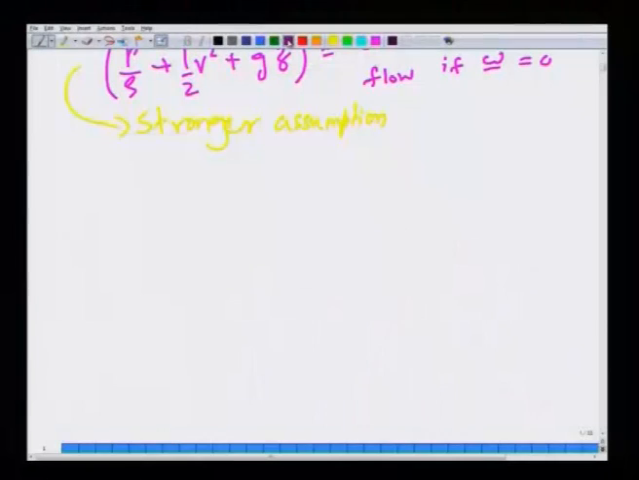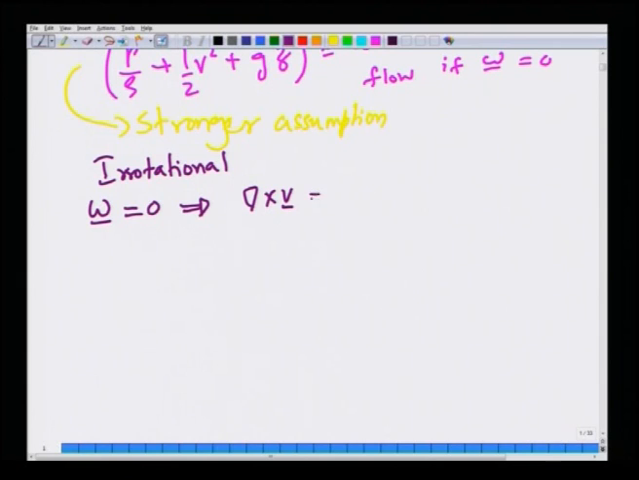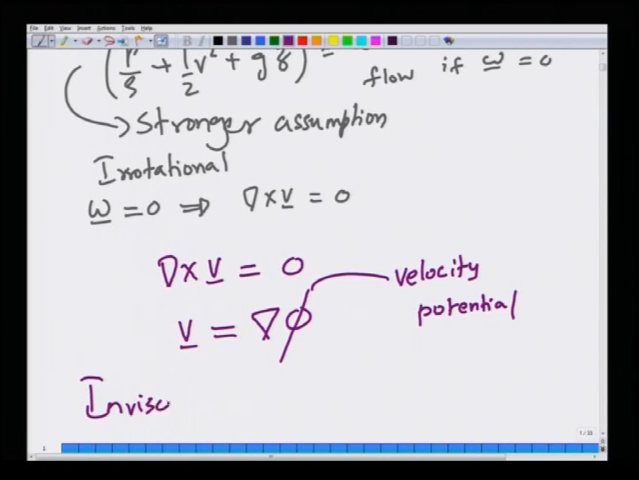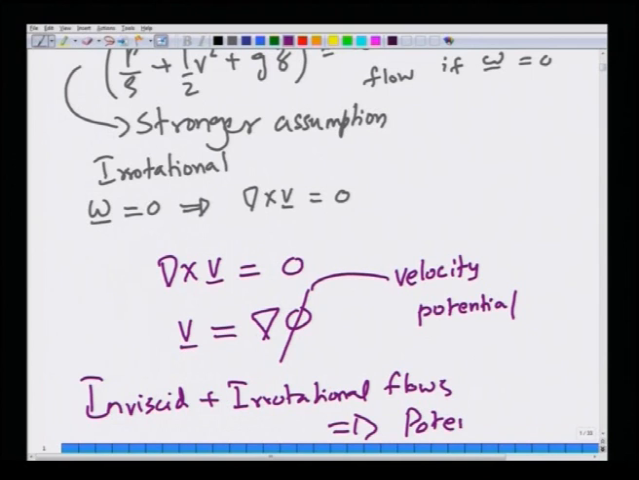So, when you assume the flow is irrotational, it implies del cross V is 0. Whenever the curl of a velocity vector is 0, then we can write V as a gradient of a scalar potential. This scalar potential is called the velocity potential. So, inviscid plus irrotational flows are also known as potential flows, because the velocity is written as a gradient of a potential.